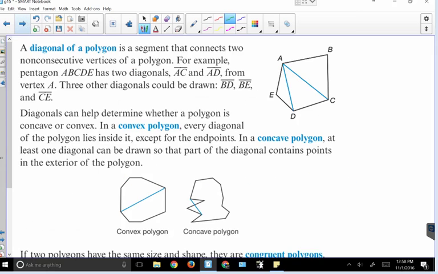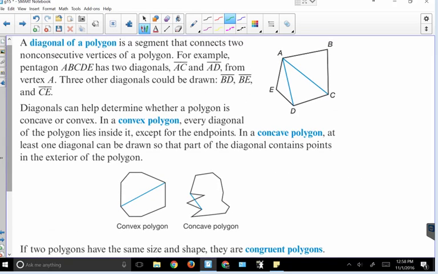So, let's take a look at this. Diagonals of a polygon. Now, a diagonal is something that connects two non-consecutive vertices. Is A next to C? Does A go to B? Yep, consecutive. Does A go to E? Yep, consecutive. Does A go to D? No, it's going to be a diagonal. It has to go across the center. Okay?